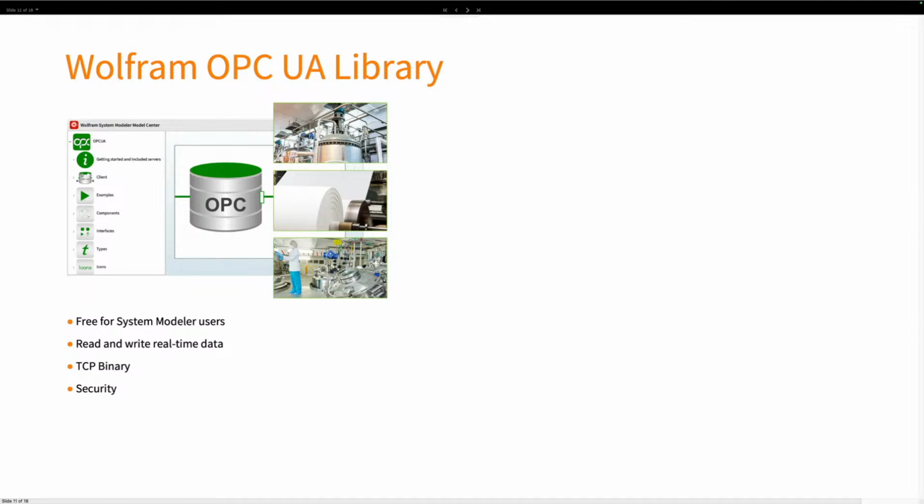It uses the efficient TCP binary mapping of OPC UA, with TCP/IP as the underlying transport protocol and the binary encoding for message content. So it's highly efficient with minimal overhead and low bandwidth usage. It also has support for security features like authentication, message signing, and encryption.